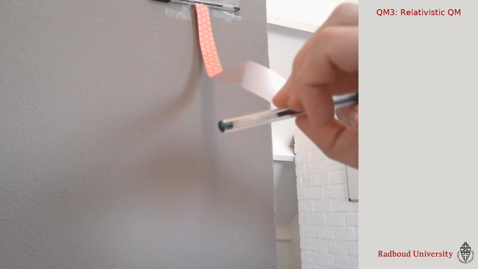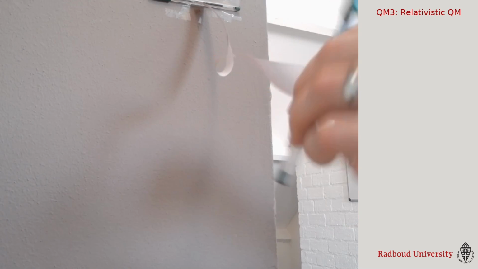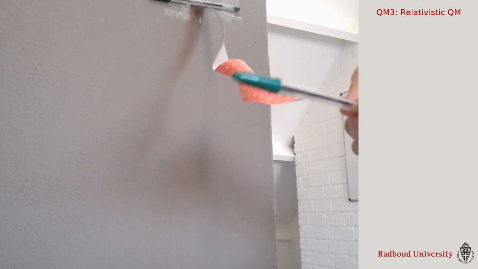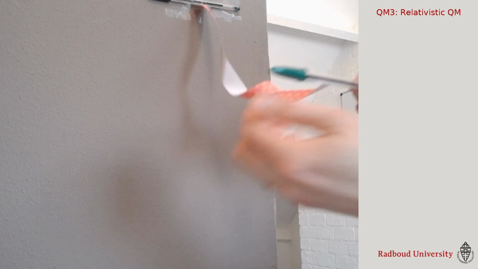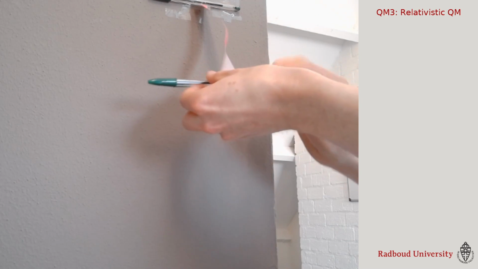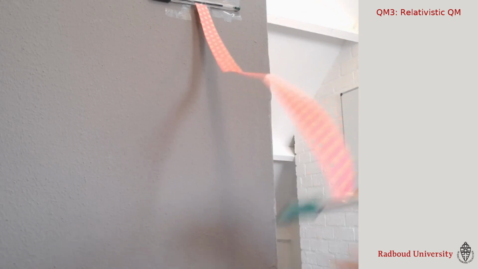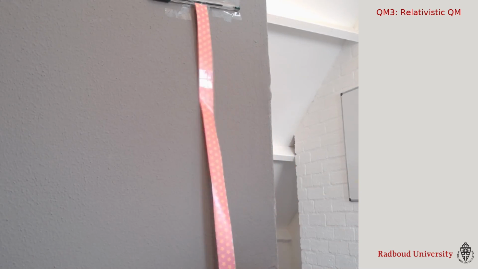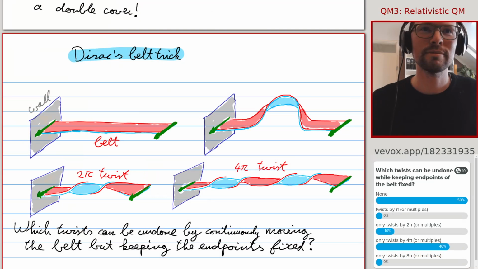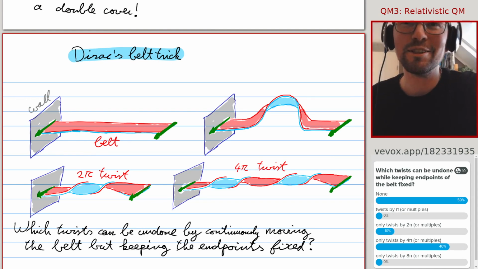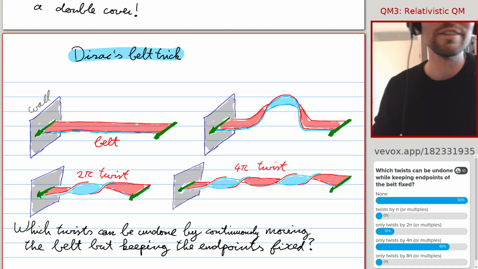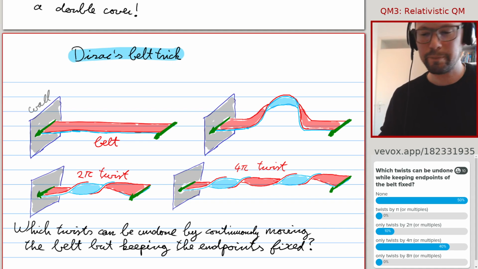Okay, rotate by 2 pi, 4 pi. Maybe I did 6 pi last time, I don't know. Okay, and let's see what happens. Here we go. Ah, ta-da. So the answer is yes, we can undo a twist by 4 pi, but we cannot undo a twist by 2 pi.